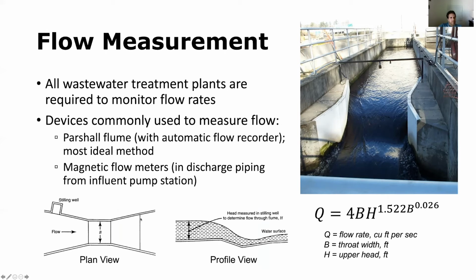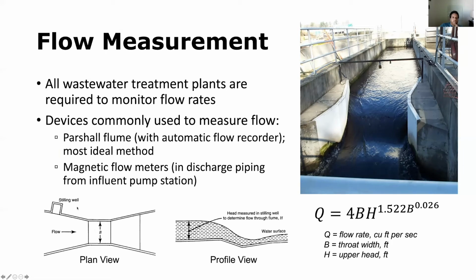This is a plan view of what a partial flume looks like, and a profile view. You can see that you've got this geometry which creates a bottleneck in the channel, in an open channel. At the same time, at that bottleneck, which has a width of B, you also get a drop in the elevation, which causes this kind of standing wave, the water surface to drop down and then come back up.